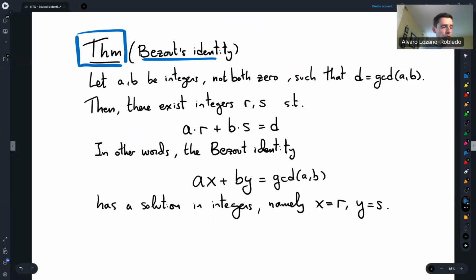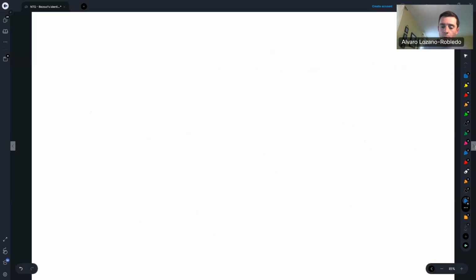Okay, so this has some very important corollaries. So the first corollary of Bezout's identity, of the theorem that is Bezout's identity, is the following. Actually, so let me just write a remark first. So here's a remark.